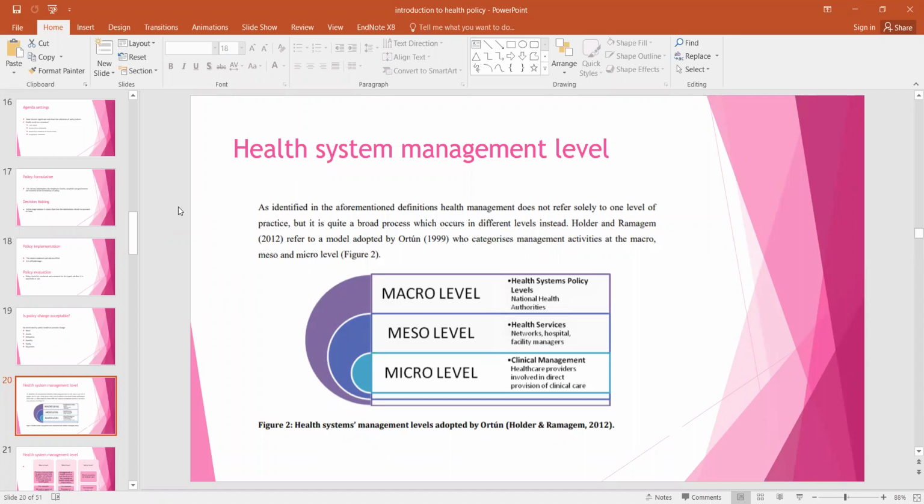Holder and Remigim 2012 refer to a model adopted by Orton 1999 who categorized management activities at the macro, meso, and micro level. Macro level is basically the government level where health system policies are made. National health authorities are involved at the macro level. At the meso level, health services are delivered, like in hospitals, family managers, and networks. At the micro level, there is clinical management where healthcare providers are involved in direct provision of clinical care.